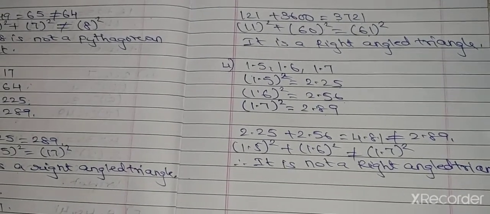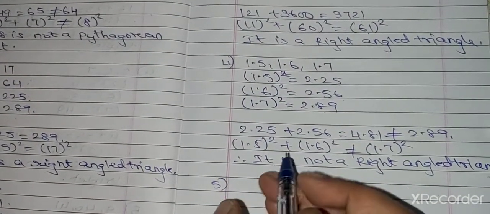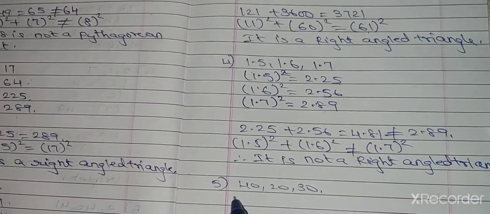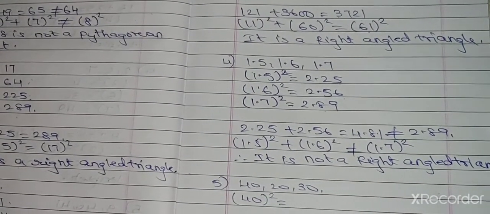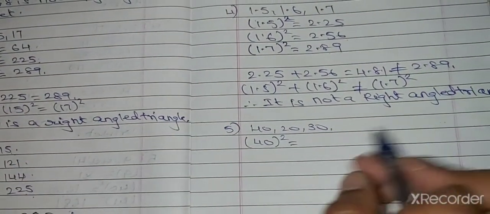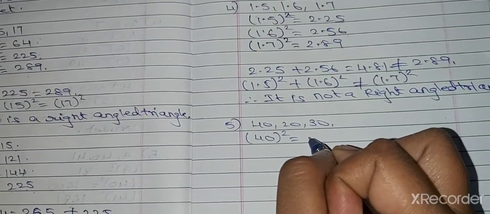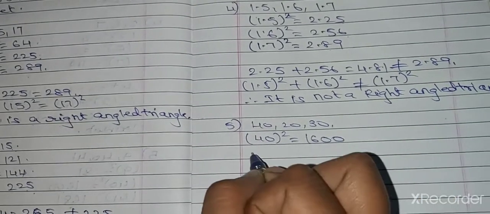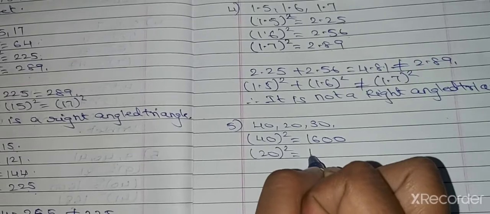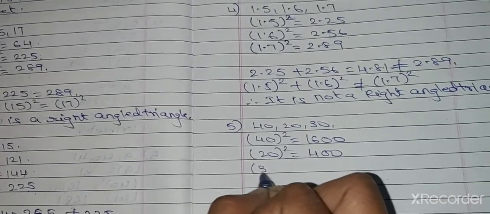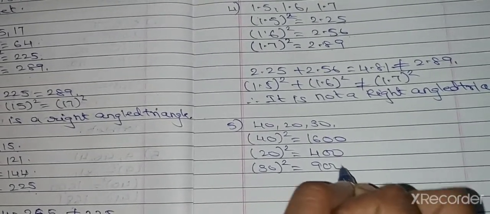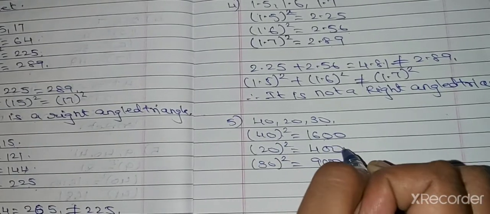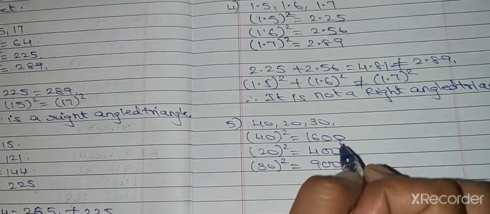Next sum, fifth one. 40, 20, 30. Find the square of all these three numbers. 40 square is how much? 1600. 20 square, 2 2s are 4, and two 0s. 30 square, 3 3s are 9, and two 0s. Now which is the biggest number? 40. So when you add these two, you should get 1600.